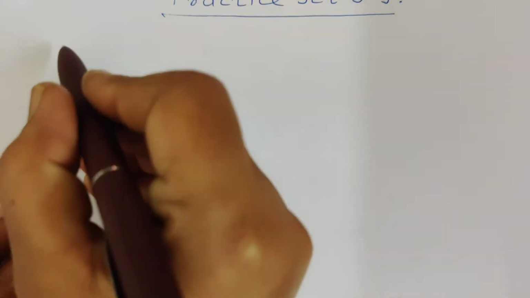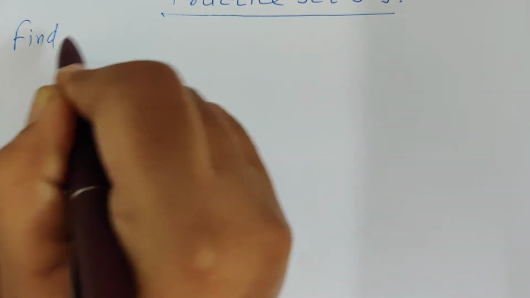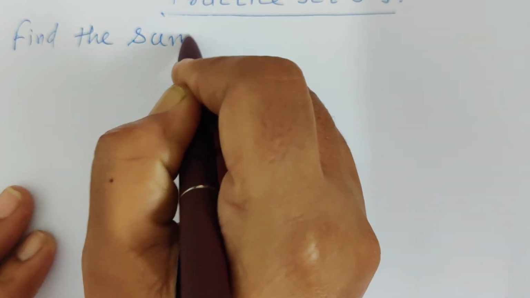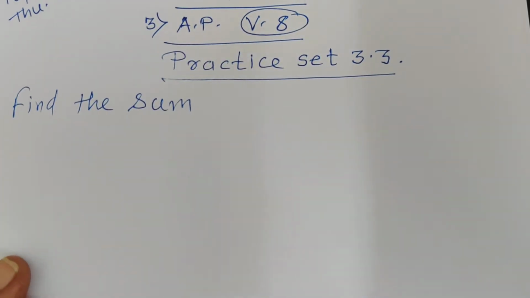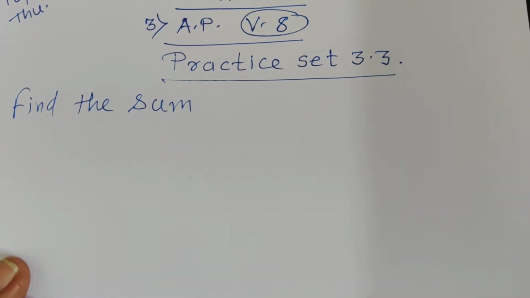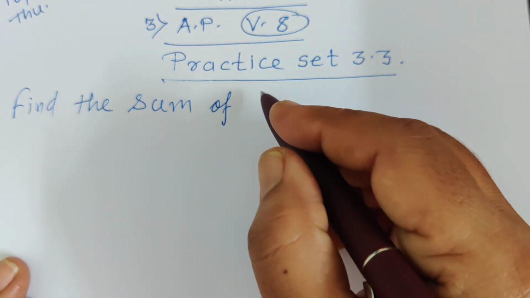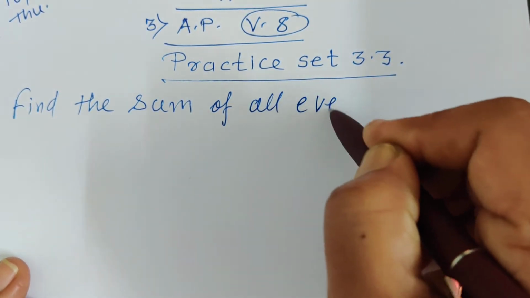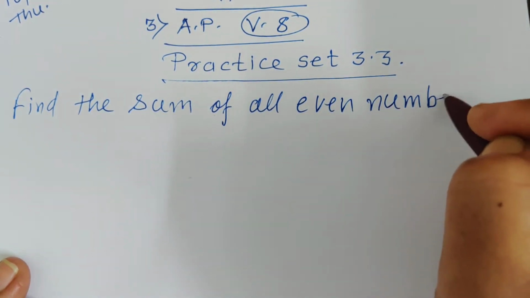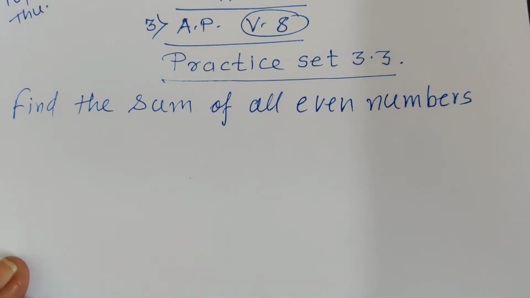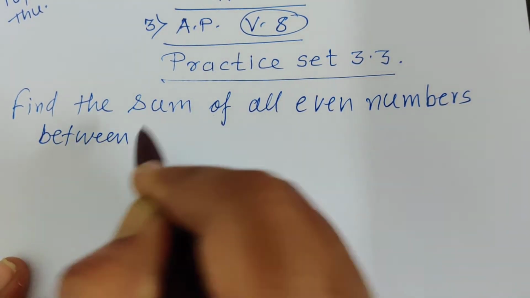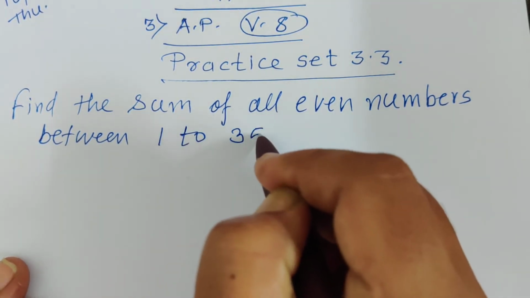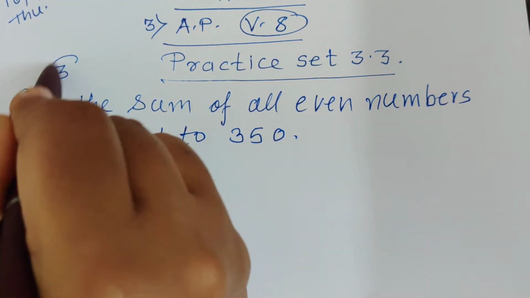So see what is asked. Find the sum of all even numbers between 1 to 350. This is example number 3.